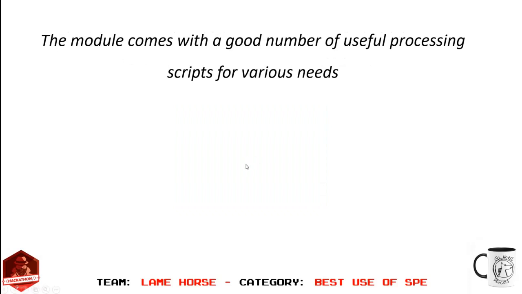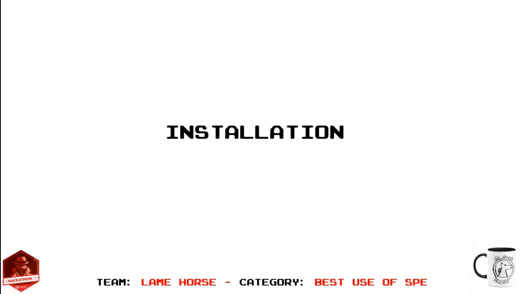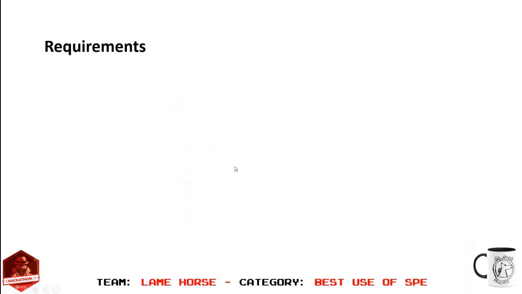Also, the module comes with a good number of useful processing scripts for several different needs, as you can see in this screenshot. Speaking about the installation, it is very easy. All you have to do is first install the requirements. Even though it will work in past versions of Sitecore, it has been designed to work in Sitecore 10.1 due to the Sitecore Hackathon. Also, you have to install the Sitecore PowerShell Extensions 6.2. Again, you can substitute that with past versions. The scripts should work fine.